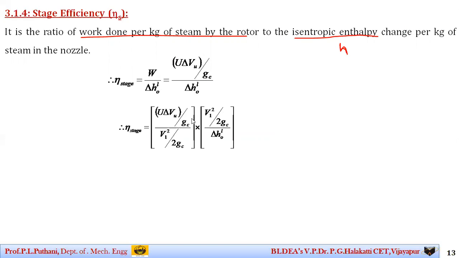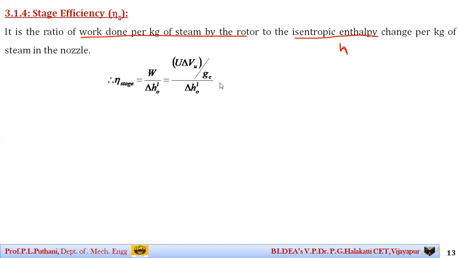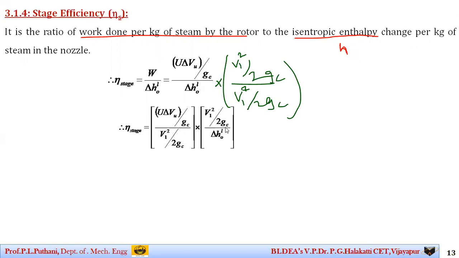Now if I multiply and divide the above equation by V1 square by 2gc, there is no change in the entire equation, because I am multiplying and again dividing by V1 square by 2gc. Then what happens? Let us see here.